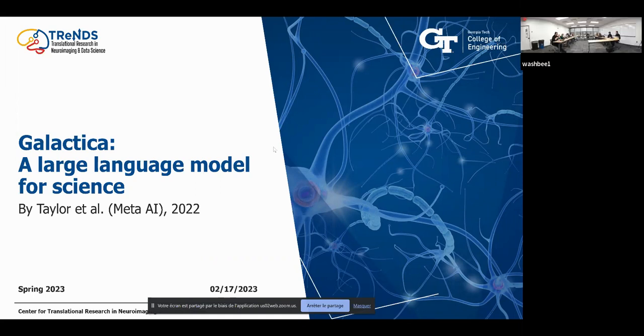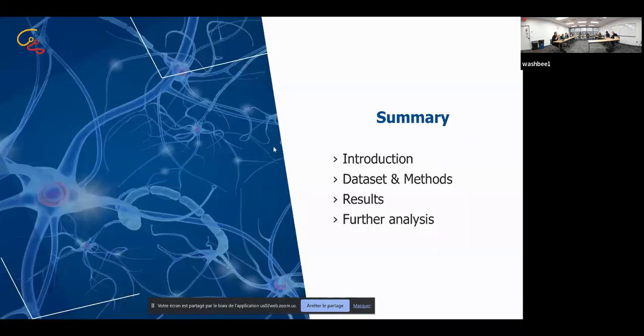Yeah, whenever you're ready. So today I will talk about a paper published in late 2022 by a group of people from Meta AI. It's about Galactica, which is a large language model for science. I will go through the different steps of this paper. I summarize them in 4 steps.